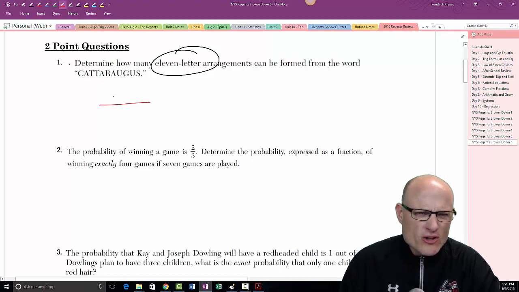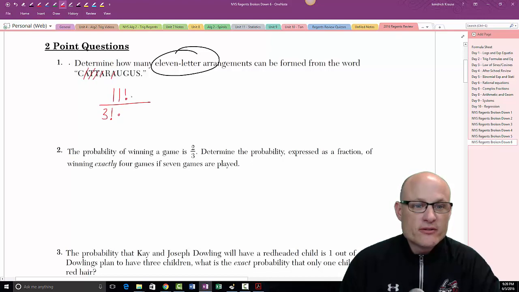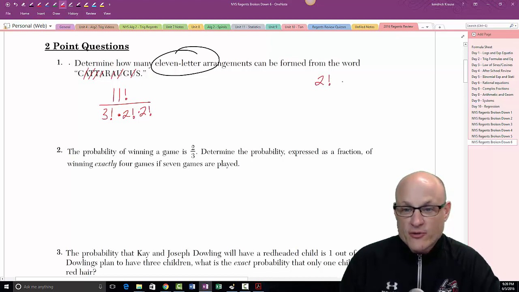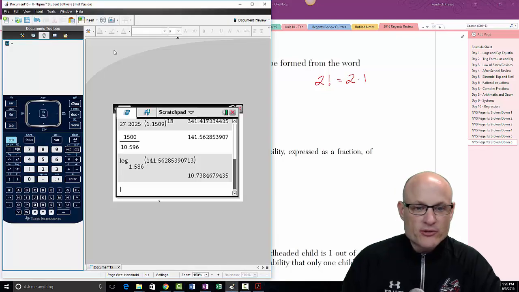If they were all different letters, it would be 11 factorial. But they're not, so we have to divide out the common factors. There are 1, 2, 3 A's, so we divide by 3 factorial, times 2 T's, divide by 2 factorial, and 2 U's, 2 factorial. Now, I'm not going to put in 2 factorial, because 2 factorial is really just 2 times 1, which is just 2. So I'm just going to put 2 in. On your test, you might want to put in 2 factorial.